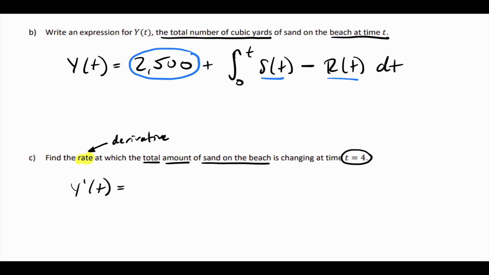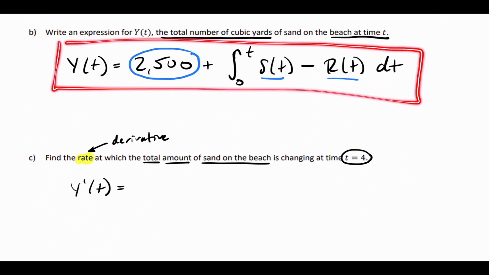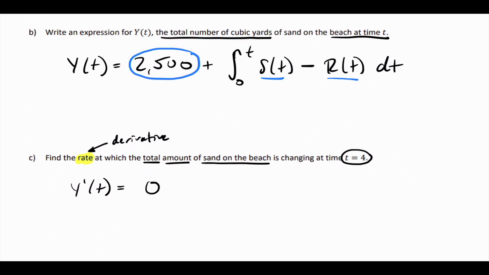Okay. Not 0, 2500 G, sorry. And then no, you were right the first time. Integral. If we find the derivative of this guy here, that's what I'm doing. I'm finding the derivative of this guy here. 2500 is just a constant, so the derivative of a constant is 0.